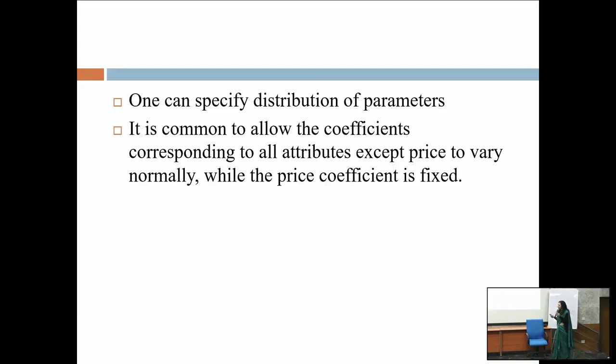Okay, so we now need to describe distributions of all our attributes. We'll normally assume that these coefficients are distributed normally, and we'll keep the coefficient of price fixed. That makes it simpler to work out the willingness to pay coefficients.